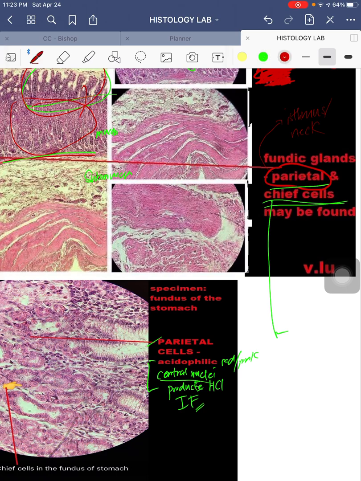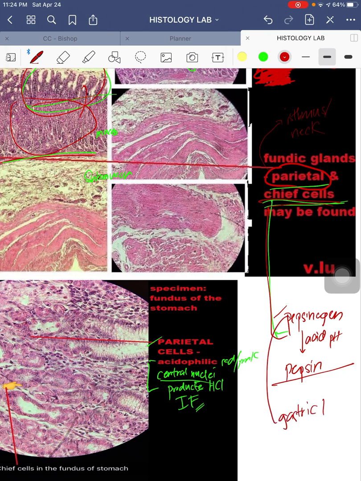So chief cell here. Your chief cells contain an inactive enzyme, pepsinogen, that when it goes to an acidic environment with a pH of 1 to 3.5, will be activated to pepsin. And if you remember from your biochem, pepsin will aid later on in the digestion of protein molecules from food. Also, your chief cells will produce gastric lipase, which will aid in the digestion of fats.